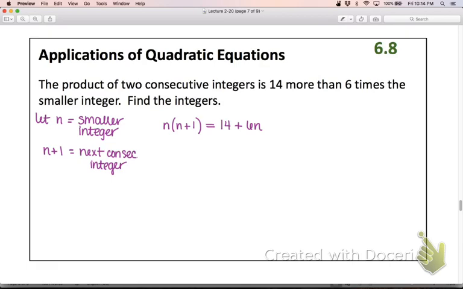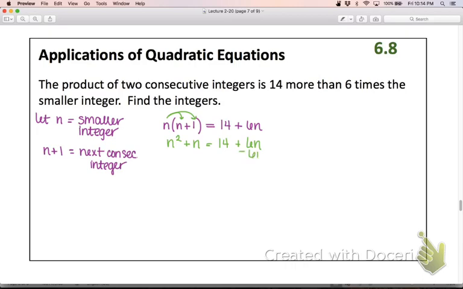The first thing that we need to do is distribute over here. So n times n gives us n squared, and n times 1 gives us n. Now I see that I have that n squared, so I have a quadratic. That means that we need to try to use factoring to solve this. And remember, if you're going to use factoring, you have to get the equation equal to 0 in order to use the zero product property.